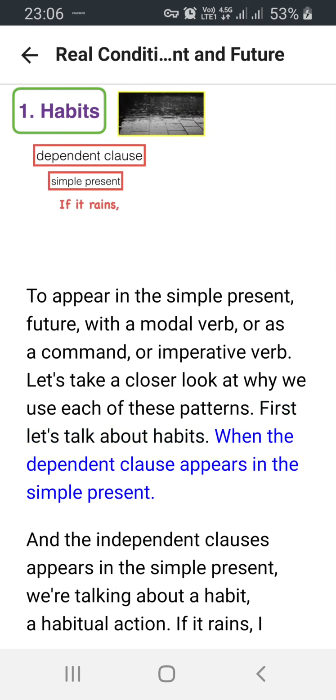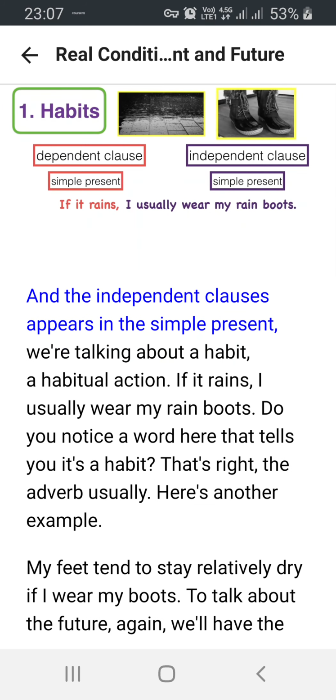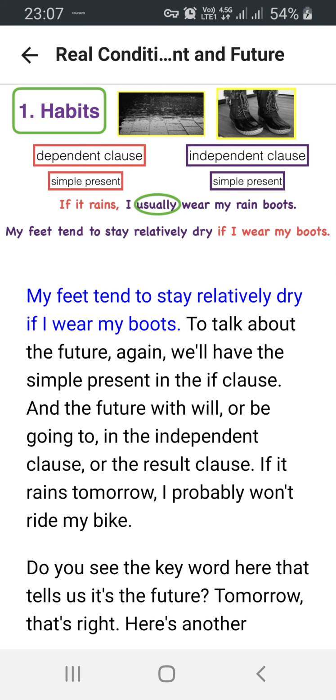When the dependent clause appears in the simple present and the independent clause appears in the simple present, we're talking about a habit, a habitual action. If it rains, I usually wear my rain boots. Do you notice a word here that tells you it's a habit? That's right, the adverb usually. Here's another example. My feet tend to stay relatively dry if I wear my boots.